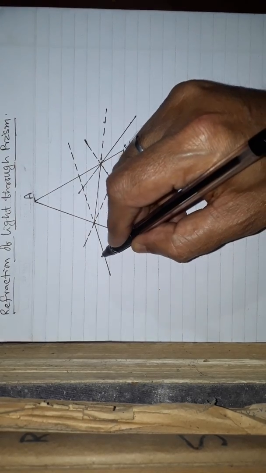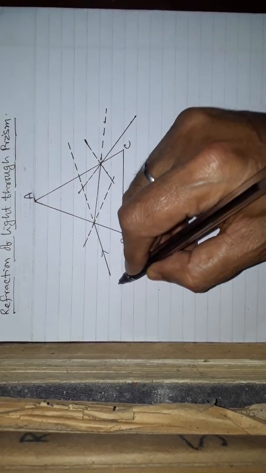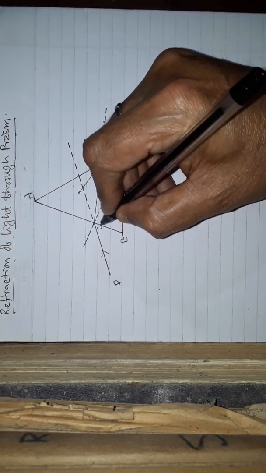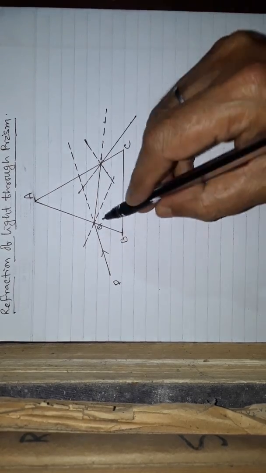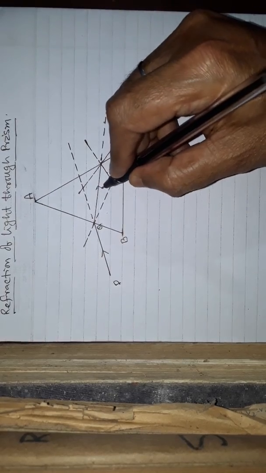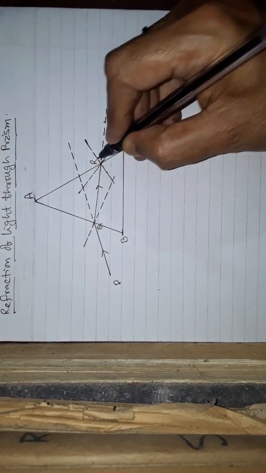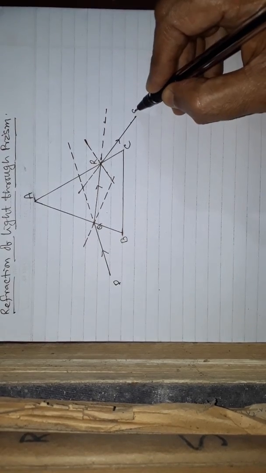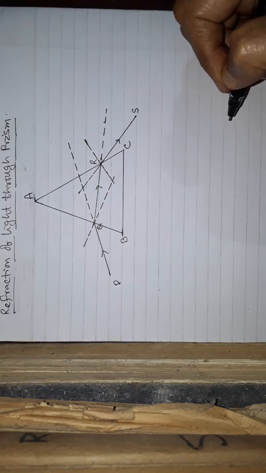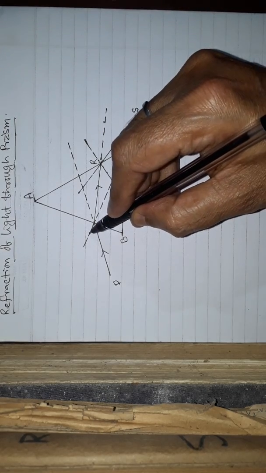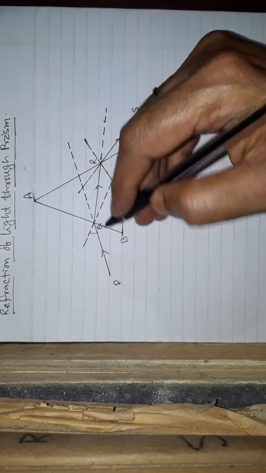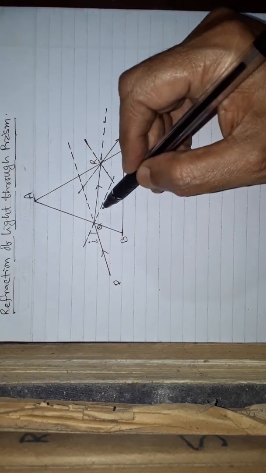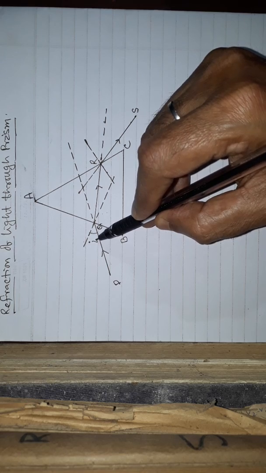On AB, the ray is incident like this. Suppose this is P, this is Q. So PQ is the incident ray. QR is the refracted ray, and this RS is the emergent ray. This incident ray makes an angle I with this normal. So this we call the angle of incidence.